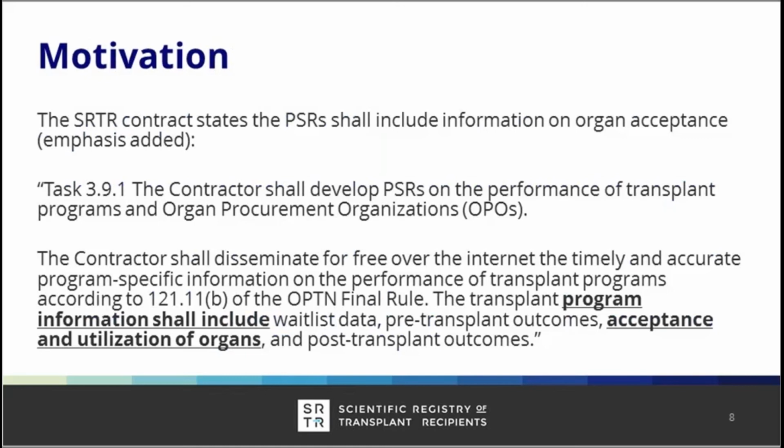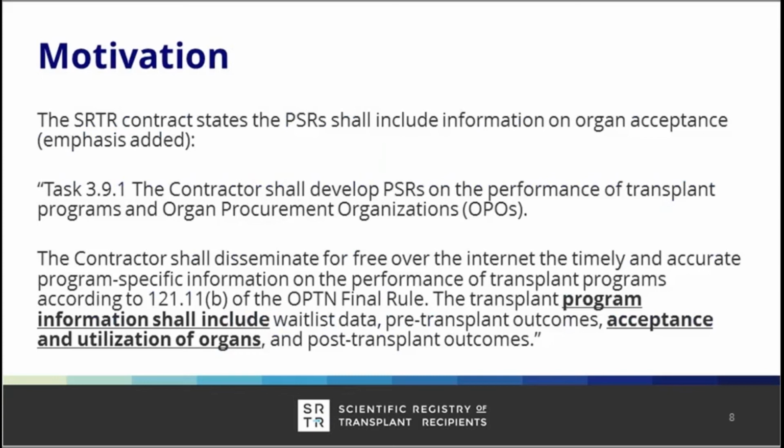Here's some actual contract language from the SRTR. It states in task 3.9.1 that the contractor should develop program-specific reports, or PSRs, on the performance of transplant programs and organ procurement organizations, and some highlighted text from that specific task is below: that the transplant program information shall include, and then it goes on to say, acceptance and utilization of organs. So that is the primary reason behind reporting these metrics.